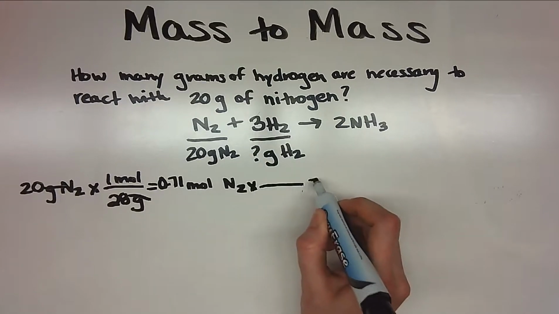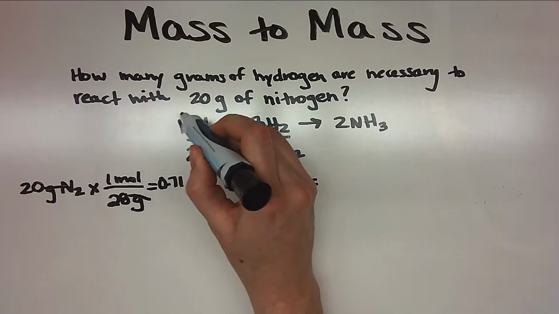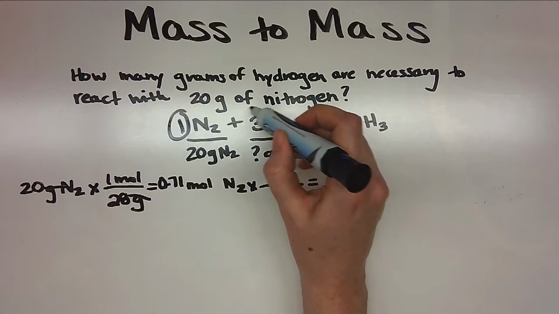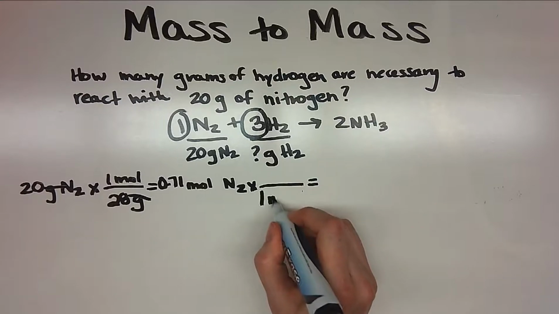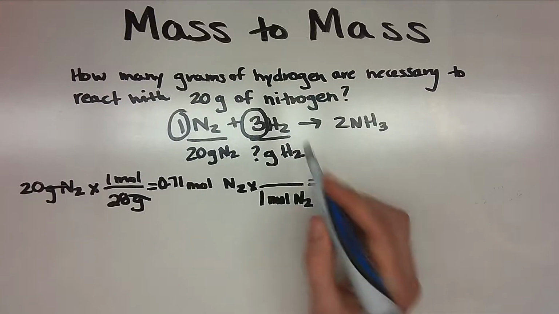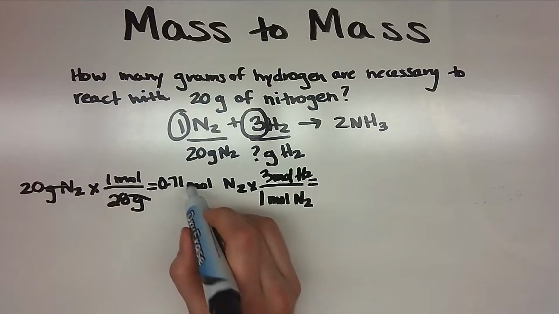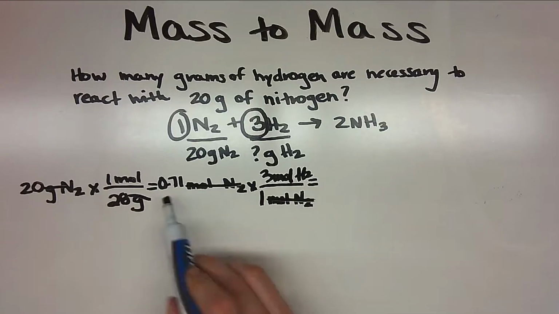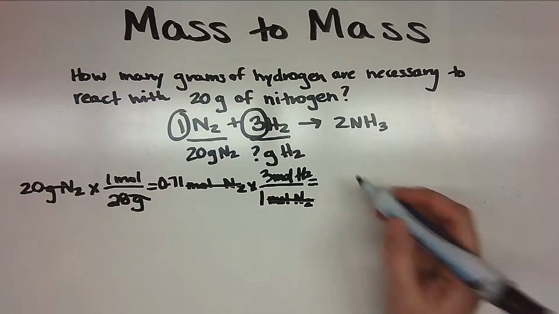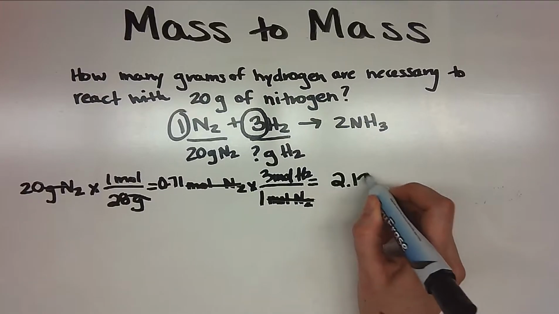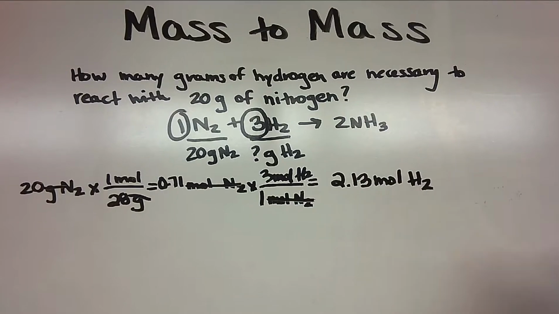To do that, I'm going to use my mole ratio, and I'm going to look at my coefficients for that. So I know that for every 1 nitrogen, I will have 3 hydrogens. So for every 1 mole of nitrogen, I'll have 3 mole of hydrogen. So my mole of nitrogens cancel out. Now I'm just going to multiply across the top. So 0.71 times 3 gives me 2.13 mole of hydrogen.